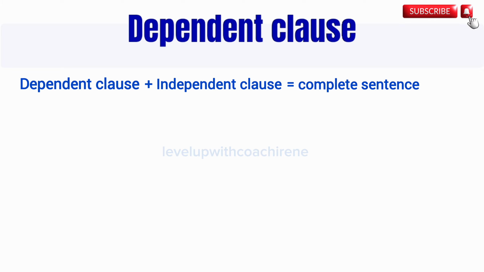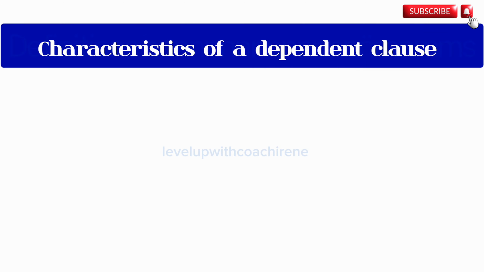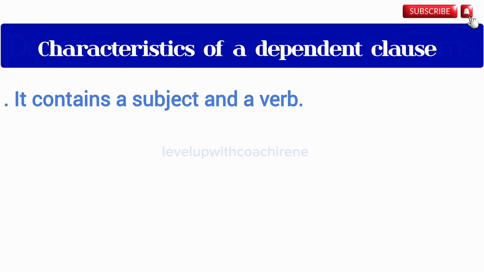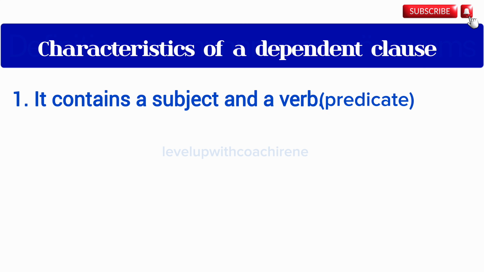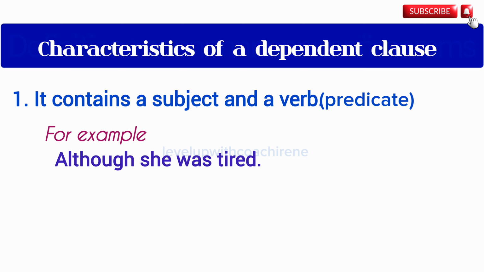Let us look at the characteristics of a dependent clause. Number one, it contains a subject and a verb. Like an independent clause, it has both a subject and a verb, but it lacks a complete idea. For example, although she was tired. In this sentence, we have the subject she and the verb was. However, the sentence is incomplete.